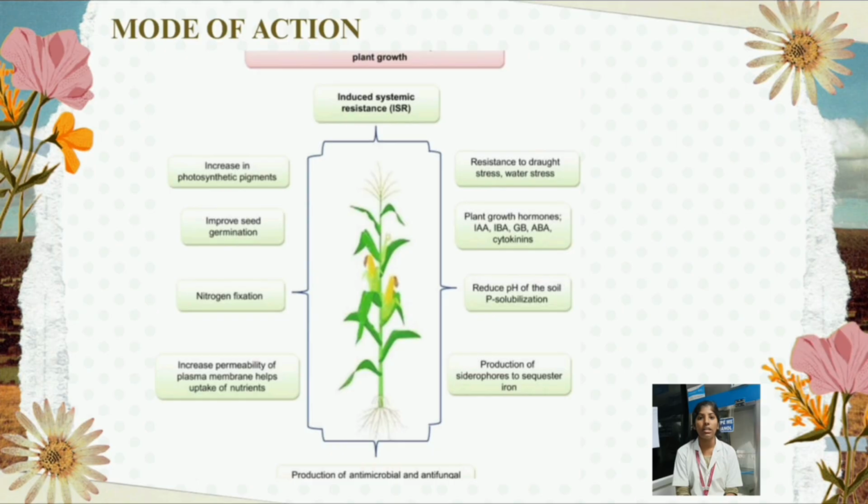On the other side, they improve plant tolerance by inducing systemic resistance, which helps plants withstand drought and water stress. They also secrete important plant growth hormones such as IAA, gibberellin, and cytokinin, all of which regulate growth and development. Additionally, they can reduce the soil pH through phosphorus solubilization, making phosphorus more available to the plant.